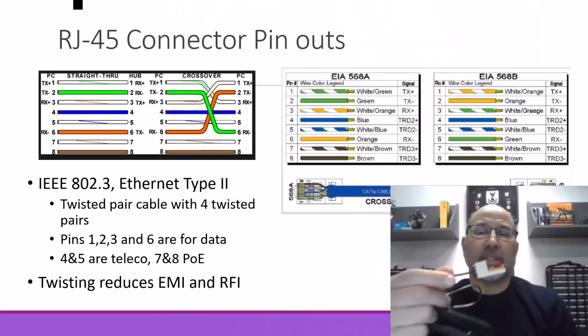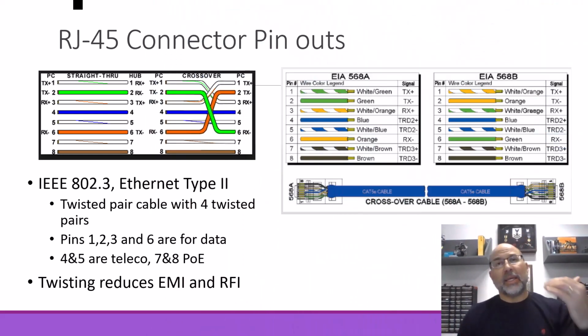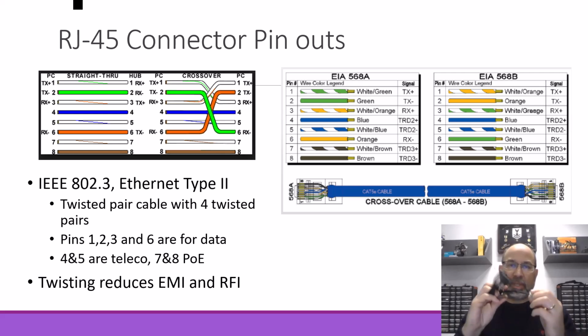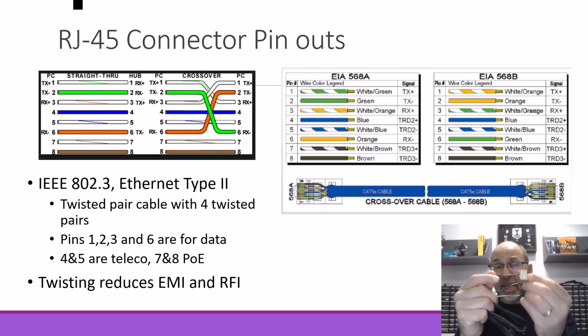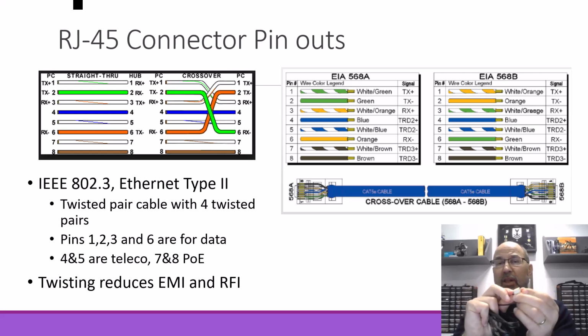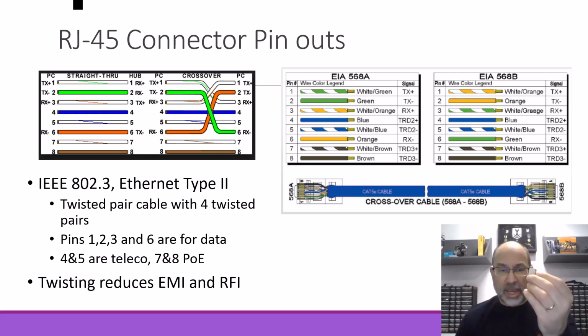And so what this means is that in modern infrastructure, you do not have to build separate wiring plants or cable plants for telco versus your data. The telco can use the exact same infrastructure and use the same jacks. So you can plug in your telephone lines to your data lines.